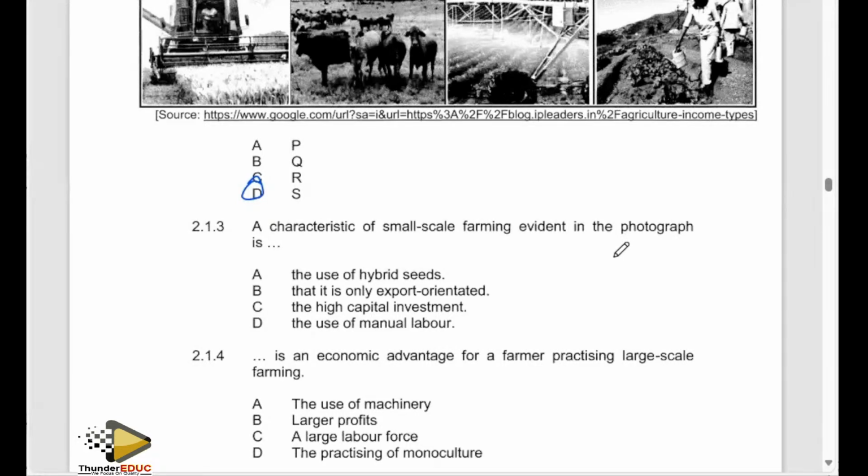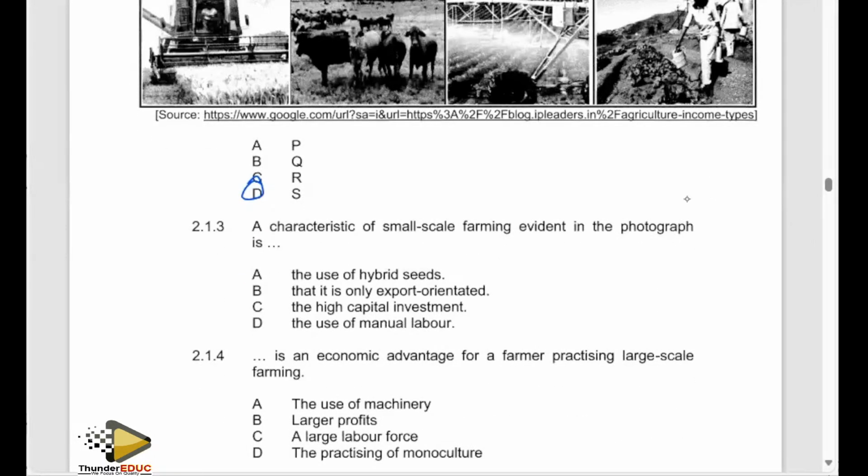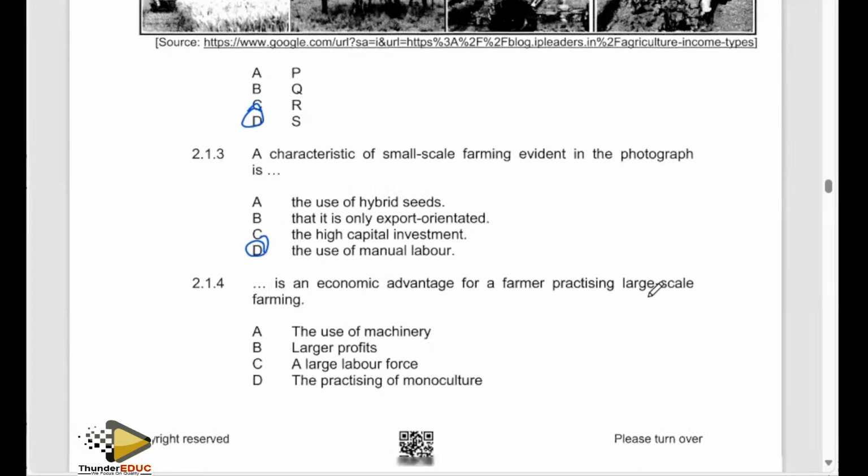A characteristic of small scale farming evident in the photograph is, right here, what is the evidence that this is small scale? Right, without wasting time, the correct response is they use manual labor. This one is a machinery farm of capital intensive production. Here, though there's manual labor, there's also some form of mechanization that takes place. Here is some form of mechanization, but these guys are doing manual labor.